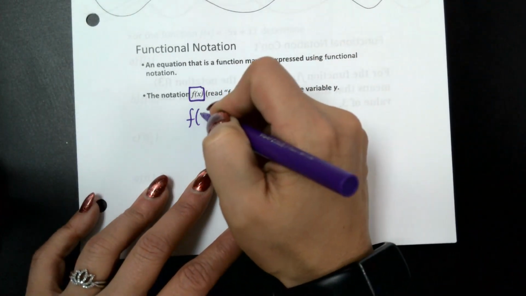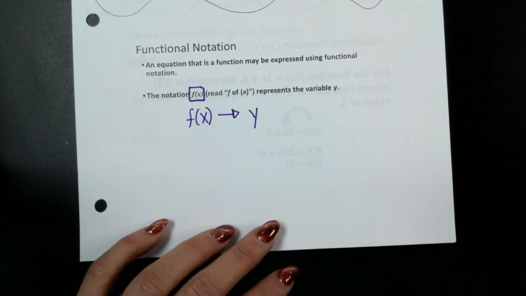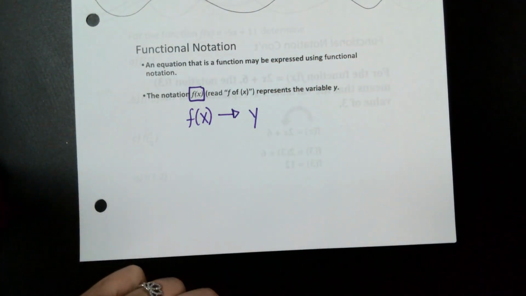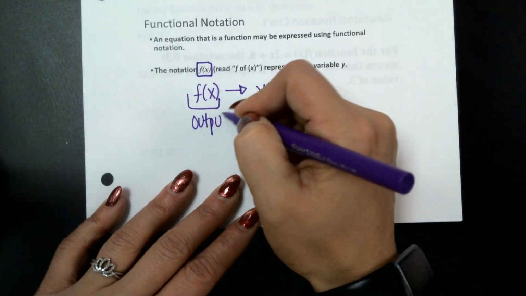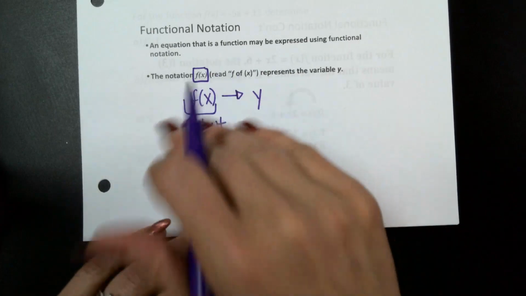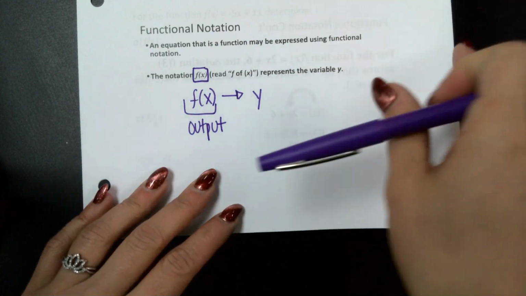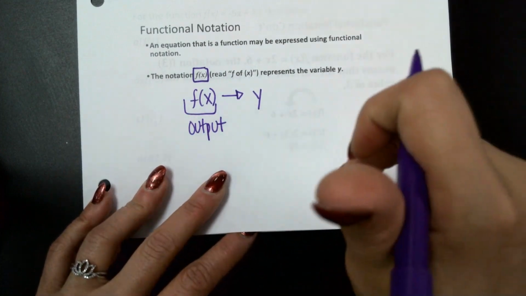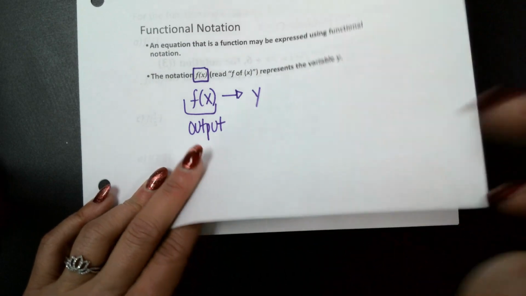F of x is the exact same thing as saying y. So f of x is your output. If I give you the output, you would plug it in where the f of x is. If I give you the x, you're going to plug it in where the x is. Okay? All right, go ahead and turn the page.